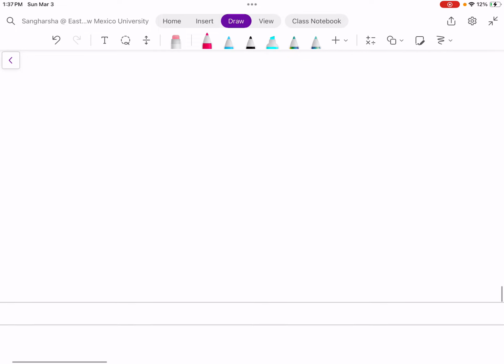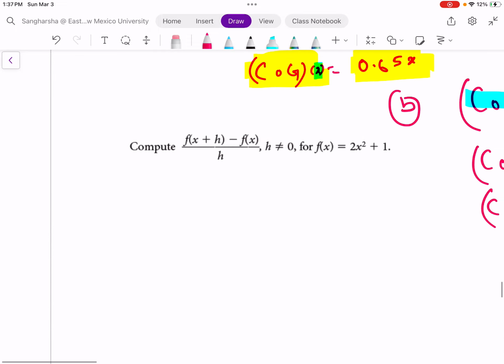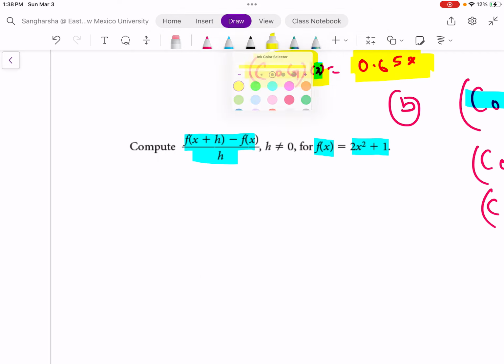Now the last example for this section is, we need to find this expression. We have seen this expression before. This is the difference quotient. So we need to find the difference quotient when our f of x is 2x squared plus 1. To find the difference quotient, we need to find f of x plus h. f of x is given to us, which is 2x squared plus 1, so let's go ahead and find f of x plus h.